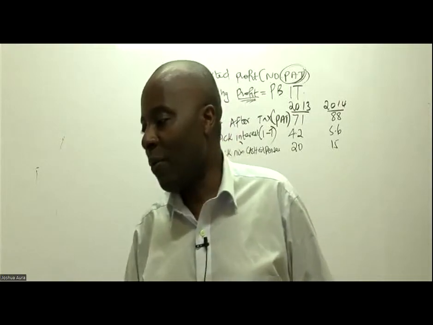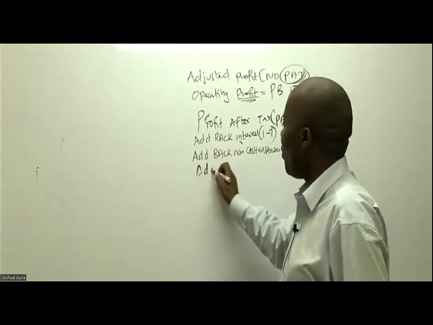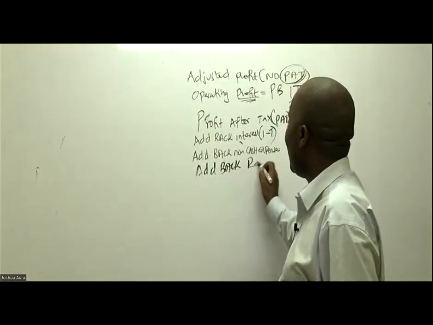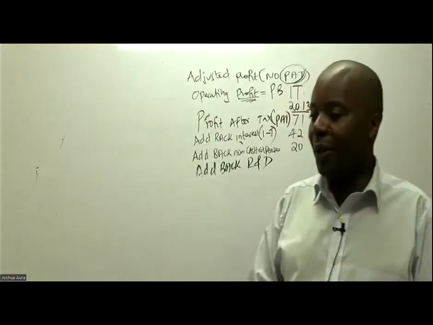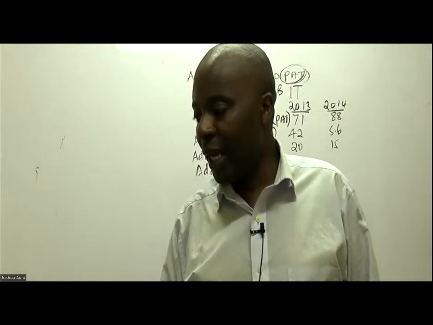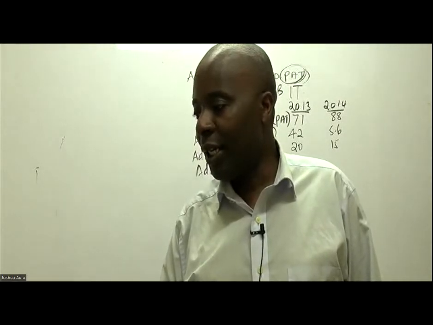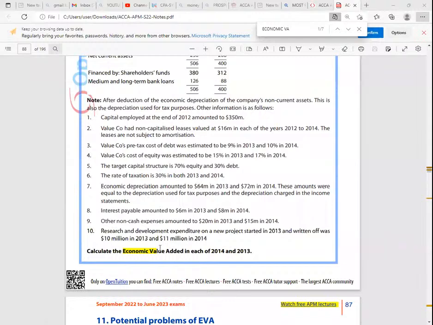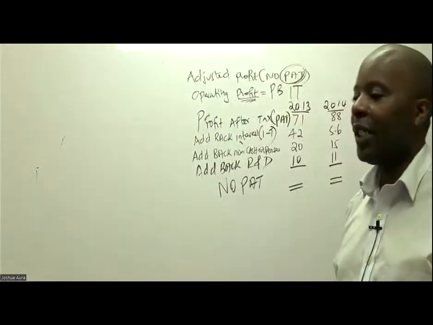So research and development, we add back. Research and development, they're telling us for 2013 was 10, 2014 was 11. So could you kindly add this for you to be able to give us what we call the famous net operating profit after tax?